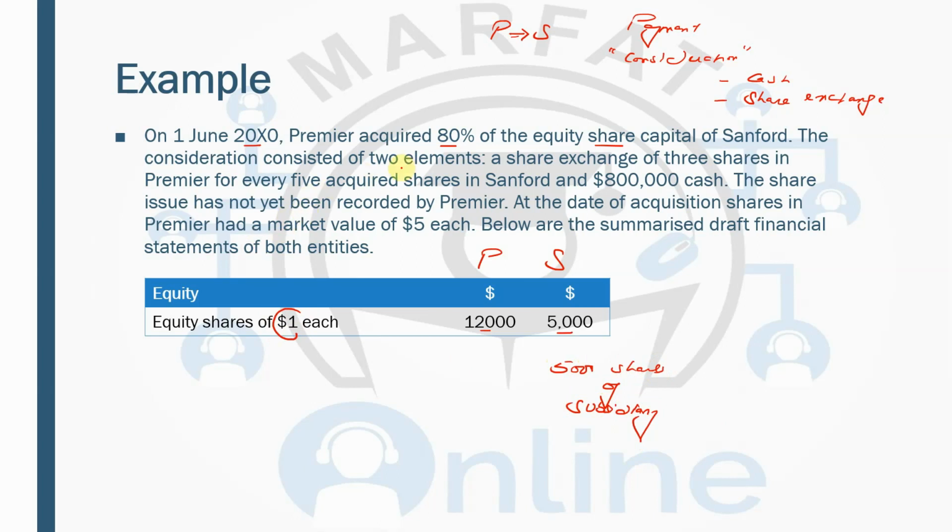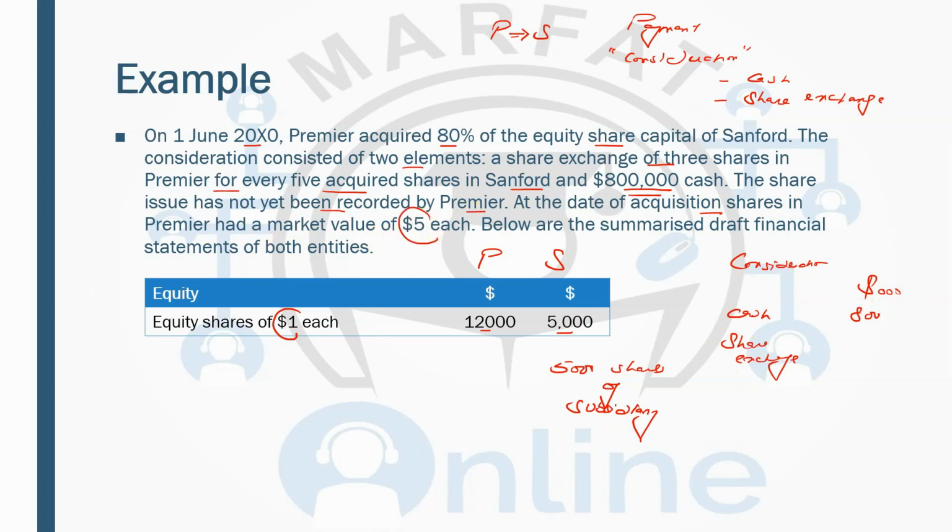The consideration consisted of two elements: a share exchange of 3 shares in Premier for every 5 acquired shares in Sanford, and 800,000 cash. So you see, in the consideration they have two elements. First is the cash, which is 800,000. Another is the share exchange, which we have to calculate. The share issue has not yet been recorded by Premier. At the date of acquisition, the shares in Premier had a market value of $5 each.